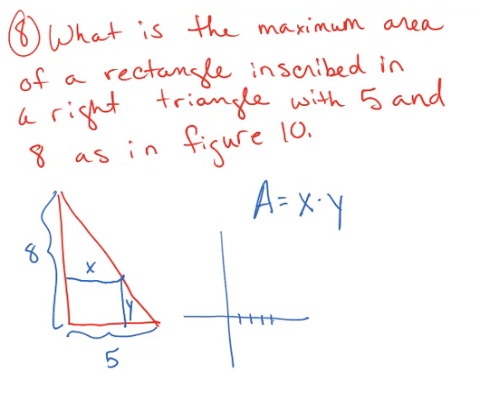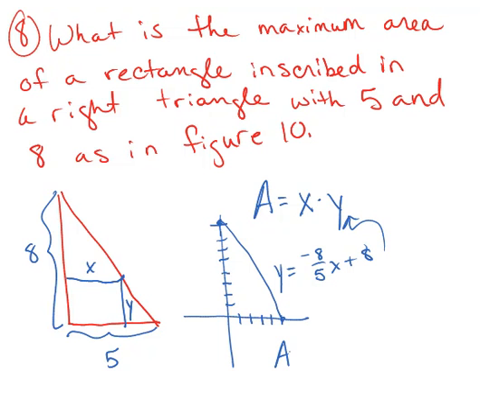Well, if you think of this triangle on the coordinate system with 5 on the x-axis and 8 on the y-axis, you can get the equation of this line. The equation of that line is y equals negative 8/5 x plus 8, because it has a slope of negative 8/5 and a y-intercept of 8. And so then you can plug that in to this equation.